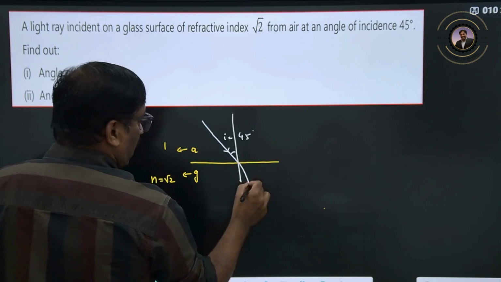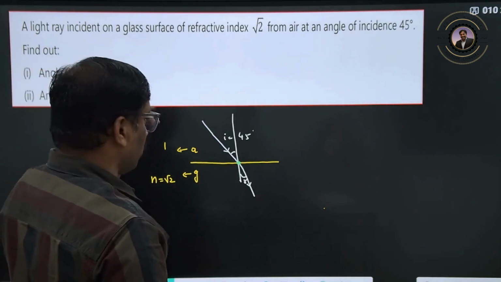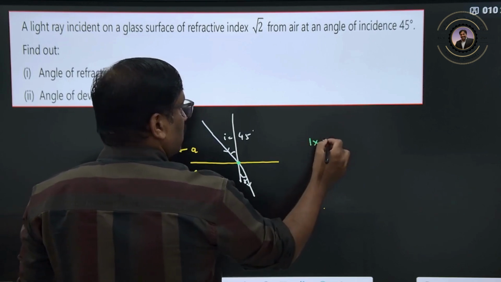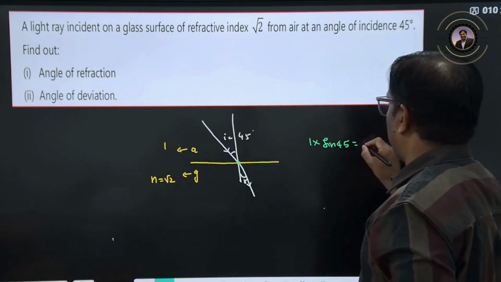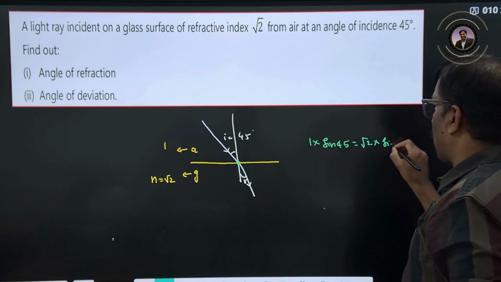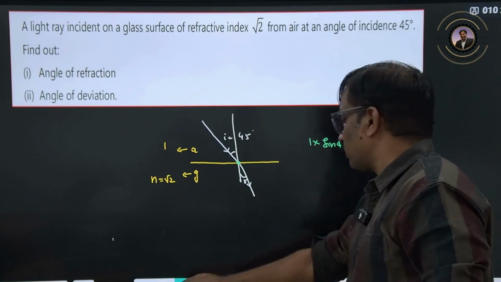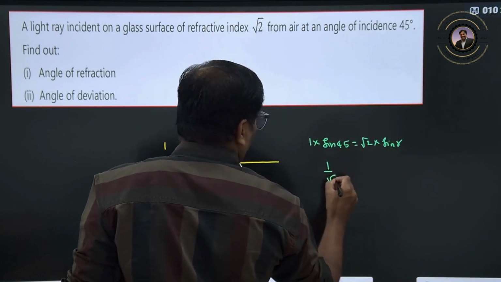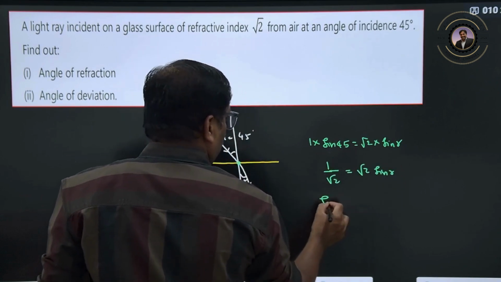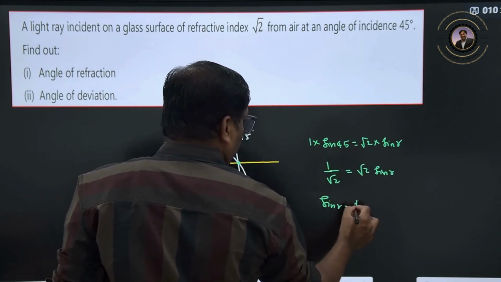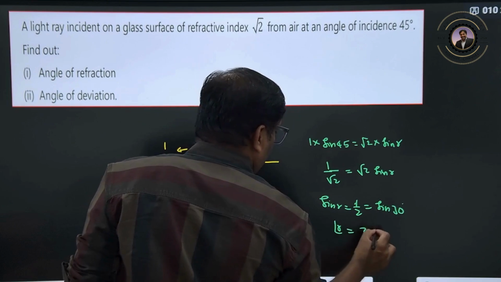So he is asking the angle of refraction. Very simple one. Apply Snell's law here. So 1 into sine 45 equals, entering into this medium, refractive index √2 into sine r. So sine 45 is 1 by √2, therefore √2 into sine r gives sine r equals 1 by 2, therefore sine 30. So the angle of refraction is 30 degrees.